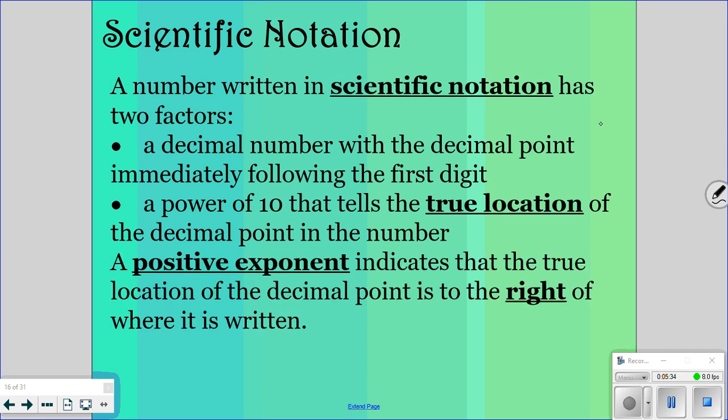The positive exponents are going to indicate that the decimal point is to the right of where it is written. So when I said 4.2 times 10 to the 6th, you're going to do 4.2, and then you're going to move the decimal place 6 times to the right.